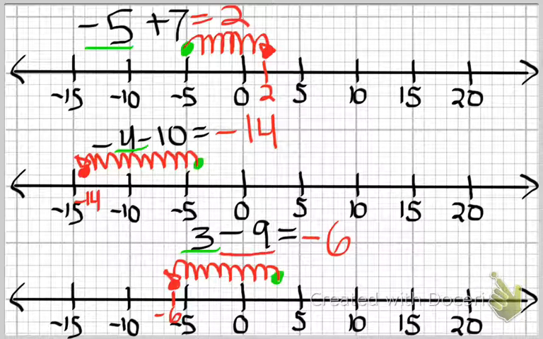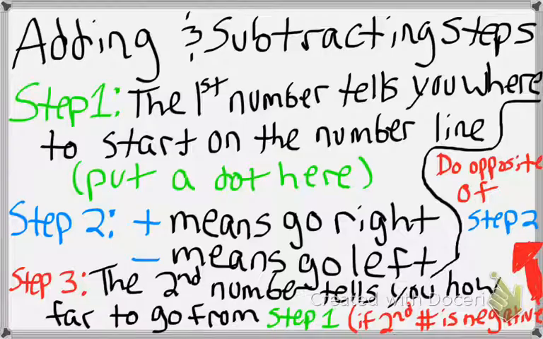Now here's what I'm going to do. We're now going to talk about the special note. We're going to do some examples where, as I mentioned, if the second number is negative, we have to do something different. We're going to do the opposite of step 2. Then I'm going to leave you with some examples to try. You're going to hit pause, try them on your own number lines, and then hit play and see how you did. But first, let's do some examples like that.